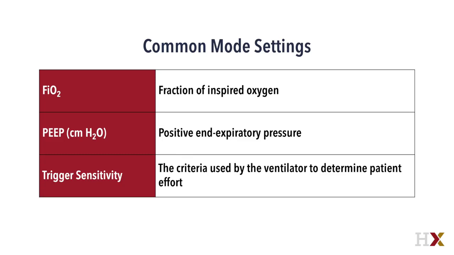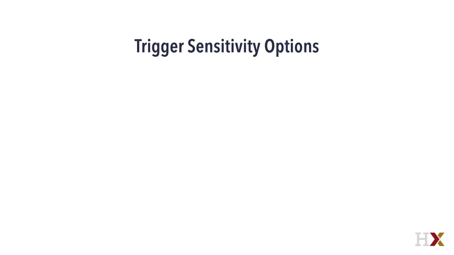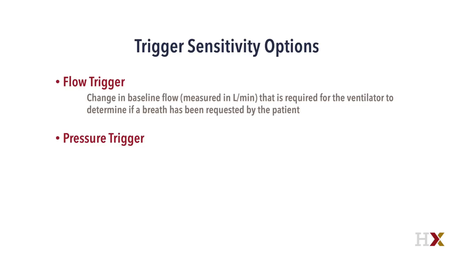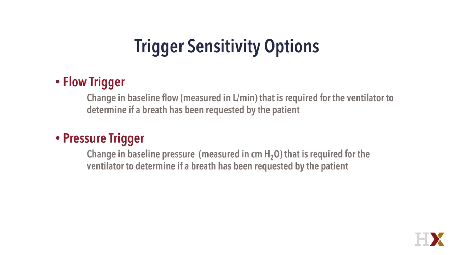Trigger sensitivity is the criteria used by the ventilator to determine if the patient is making an effort. The two options available on conventional modes of ventilation are flow trigger and pressure trigger. Flow trigger is a change in baseline flow measured in liters per minute that is required for the ventilator to determine if a breath has been requested by the patient. Pressure trigger is the change in baseline pressure measured in centimeters of water that is required for the same purpose.